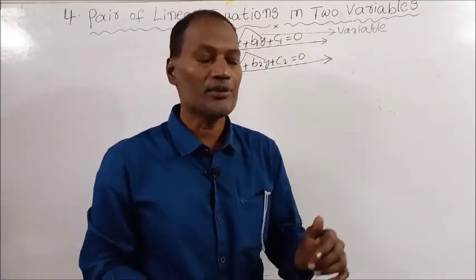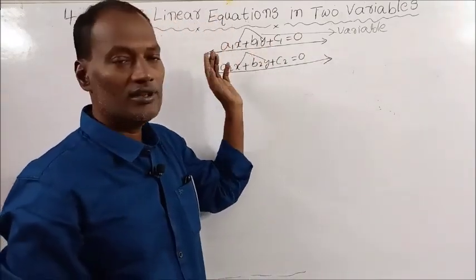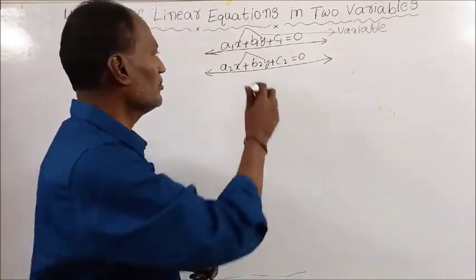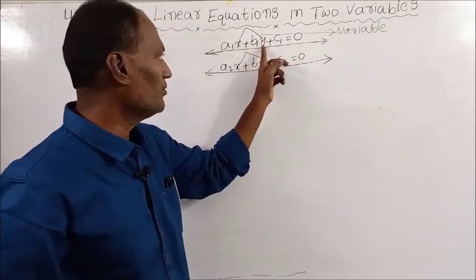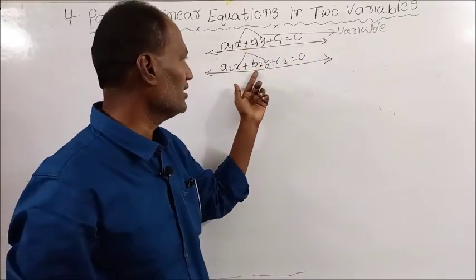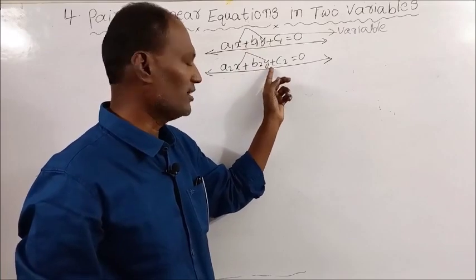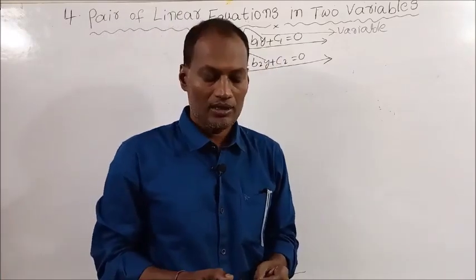x, y are variables. These a, b are called coefficients. Leave that, no problem. We want to know what the variables are: x, y in this equation, x, y in this equation. These are variables.